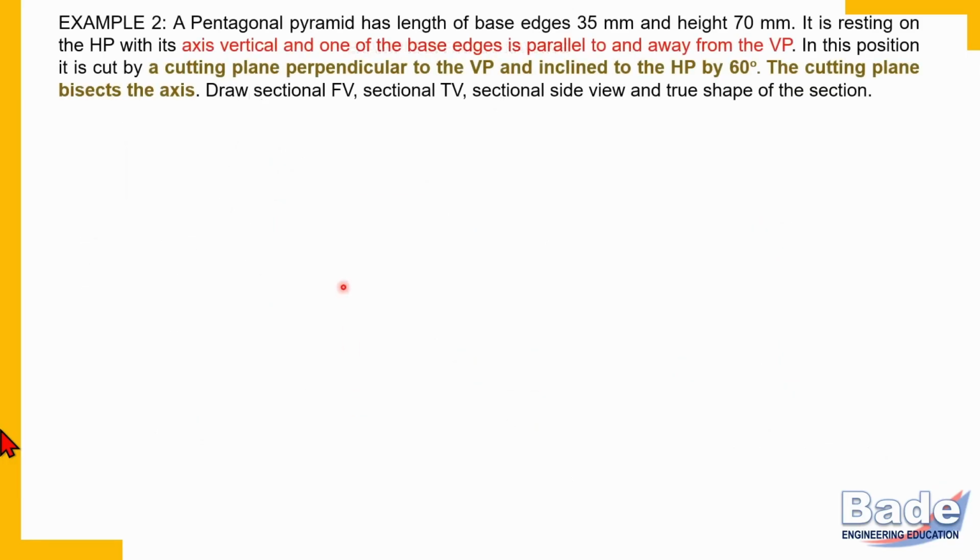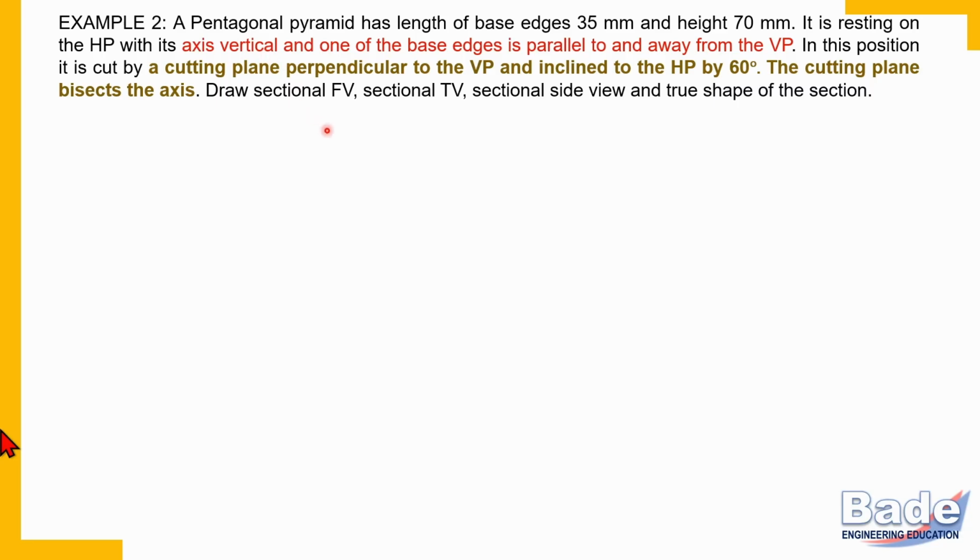Now let's consider this problem. Read the problem very carefully. A pentagonal pyramid has length of base edges 35 mm and height 70 mm. It is resting on HP with its axis vertical and one of the base edges is parallel to and away from VP. Let's focus on this information, that is the position of the object. So take care of size, shape of object and position of object and start drawing.